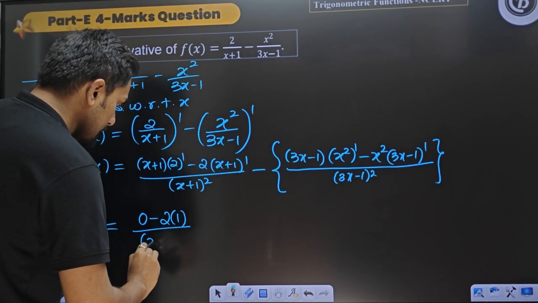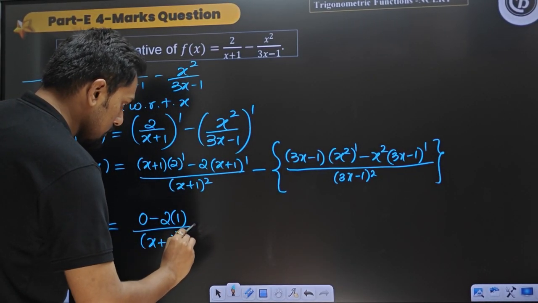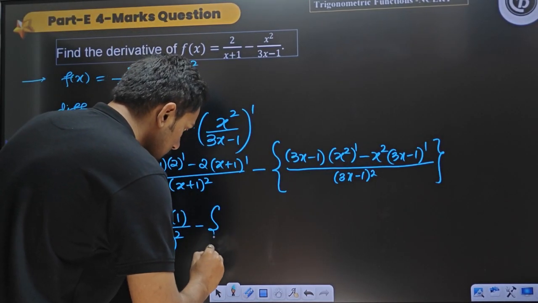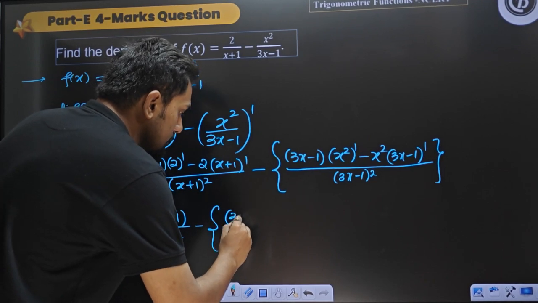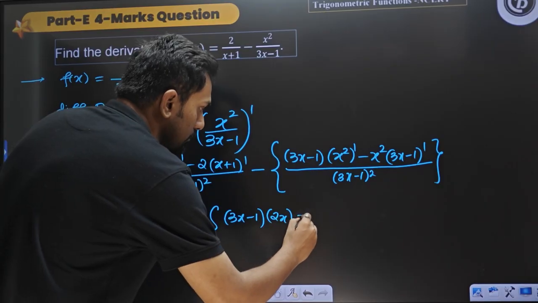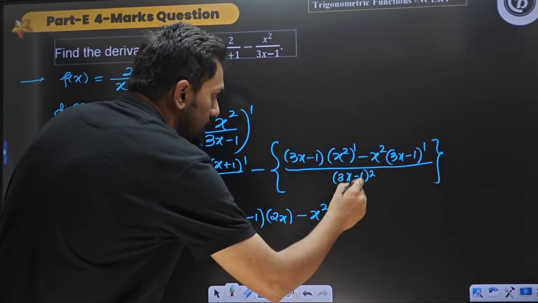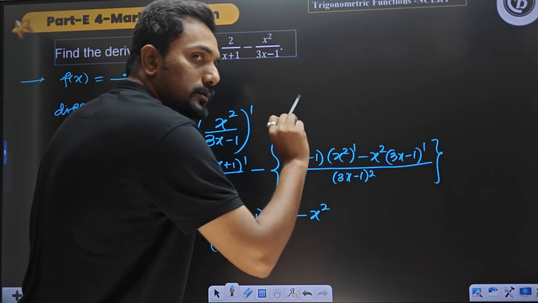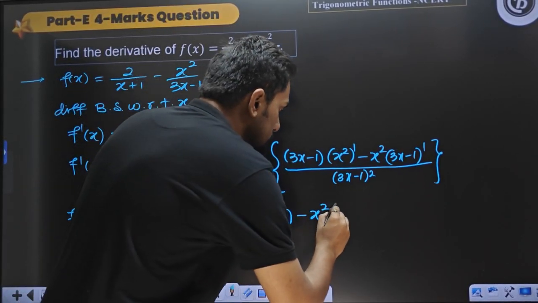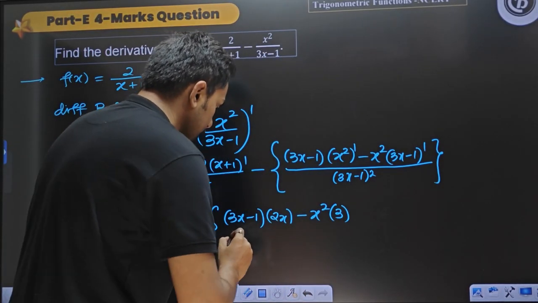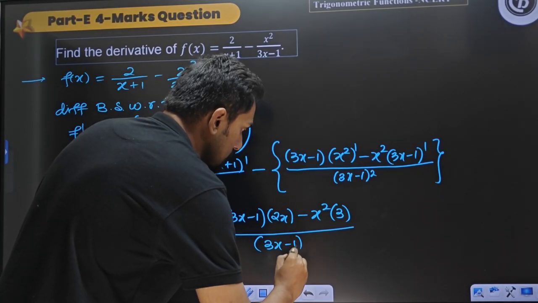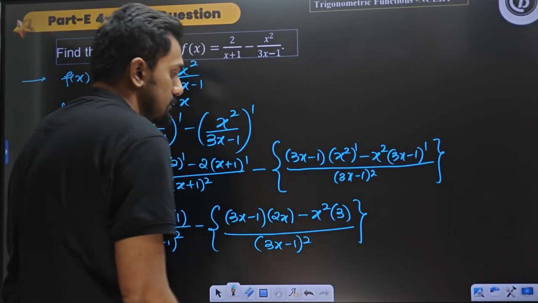divided by x plus 1 whole square, minus, see what happens here. So 3x minus 1 as it is, derivative of x square is 2x, minus x square as it is, derivative of 3x is 3. 1 is a constant, the derivative of a constant is 0. So we will write it directly, 3 divided by square of the denominator, 3x minus 1 whole square, close bracket.